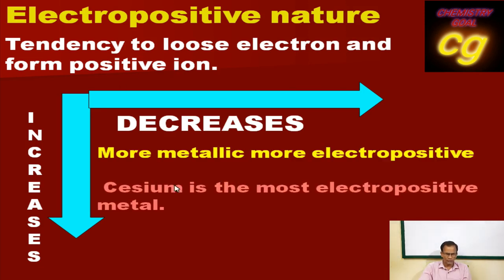So what are the factors? More metallic character, more electropositive nature. So that's why cesium is the most electropositive metal, due to more metallic character.